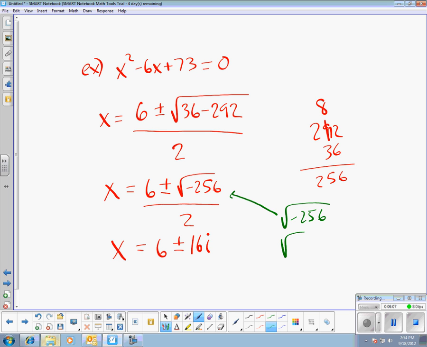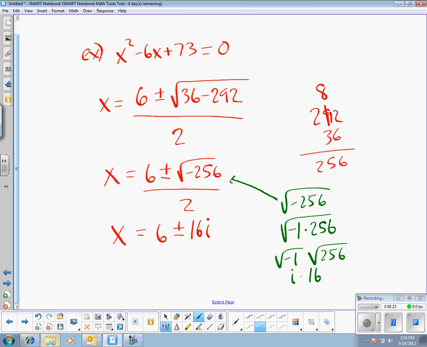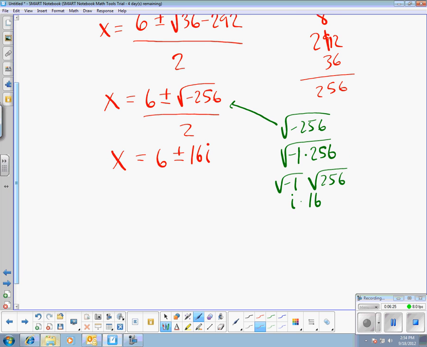All right, what really happened behind the scenes is I took the square root of negative 256 and broke that into the square root of negative 1 times 256, which is the square root of negative 1 times the square root of 256, which was i and 16. And then I just put the i second, like you usually would with a variable. Even though i is not a variable, I put it after the 16. And then I still have that 2 on the bottom.